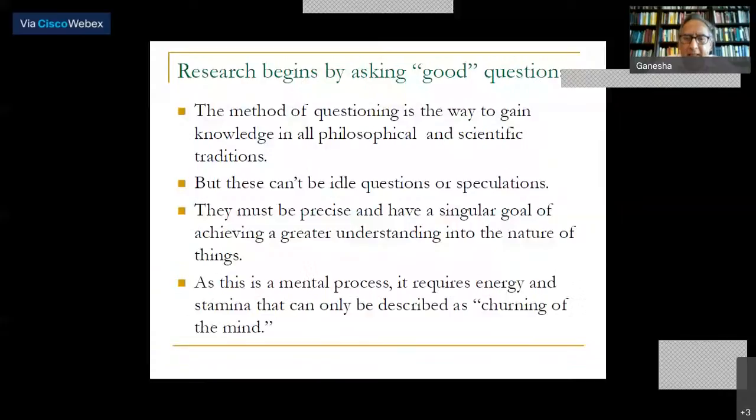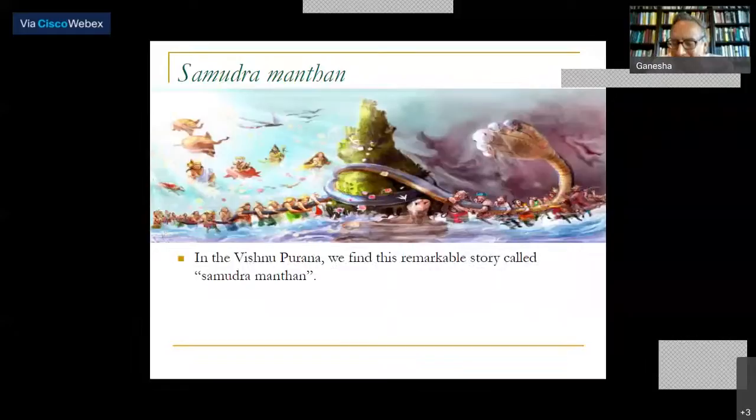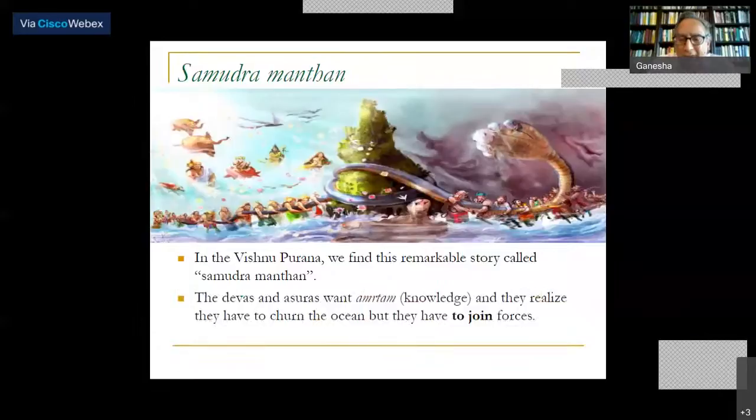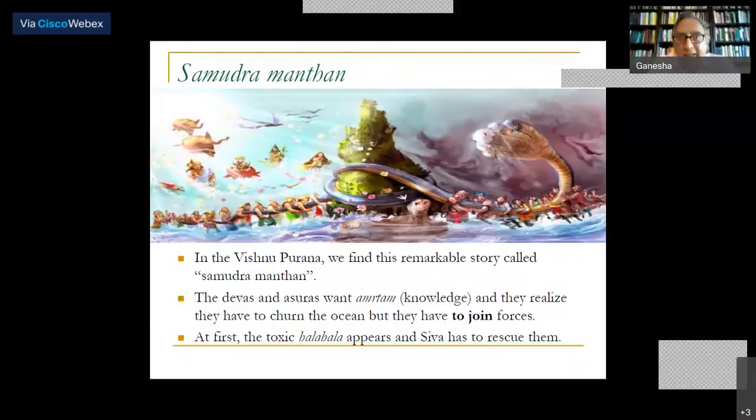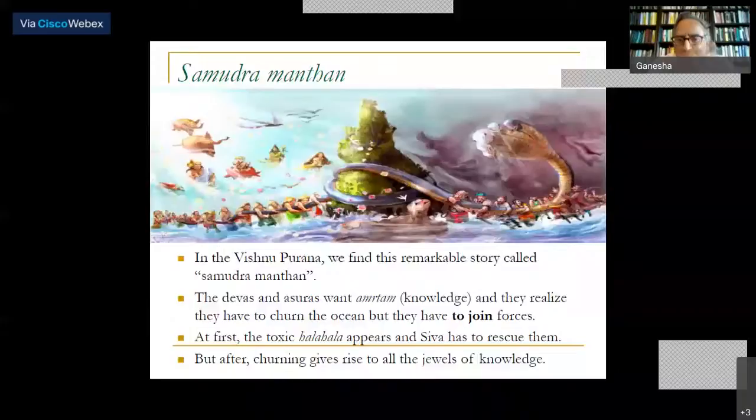As this is a mental process, it requires energy and stamina. And that can only be described as churning of the mind. Now, in the Vishnu Purana, there's a famous story called the Samudra Manthan. It's a remarkable story, and whoever thought this up is a super genius. The Devas and the Asuras want Amrutam, which is, of course, symbolic of knowledge. And they realize they have to churn the ocean, but they have to join forces. At first, the toxic halahala appears, and Siva has to rescue them by drinking it and holding it in his throat. Then as they continue the churning process, all sorts of divine knowledge appears, knowledge of medicine, of science, of mathematics, and so on. All these wonderful gems of knowledge appear.